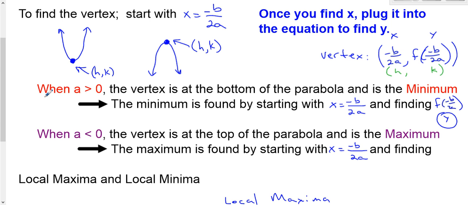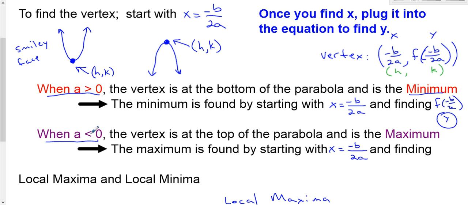So when a is greater than 0, you have the minimum value, because you have a parabola opening upward and the point is at the bottom. I call that a smiley face because a is positive. When a is positive, if people are positive, they're usually happy and they're smiling. So you have a smiley face, the vertex is at the bottom, and you have a minimum.